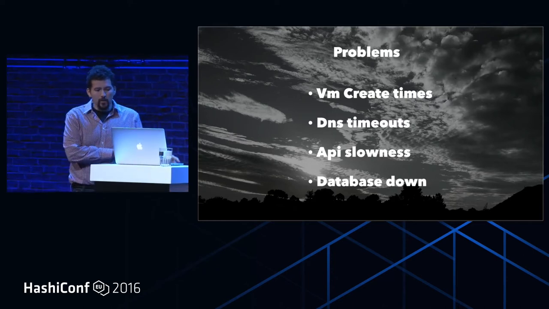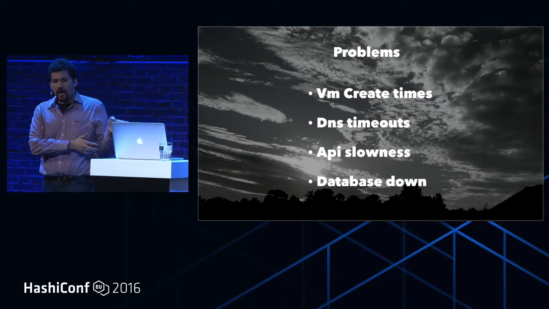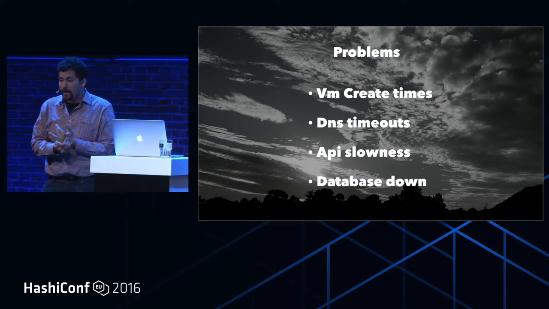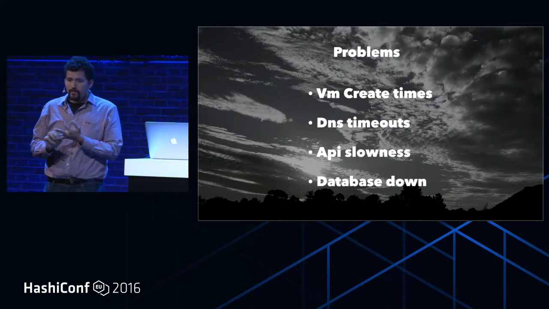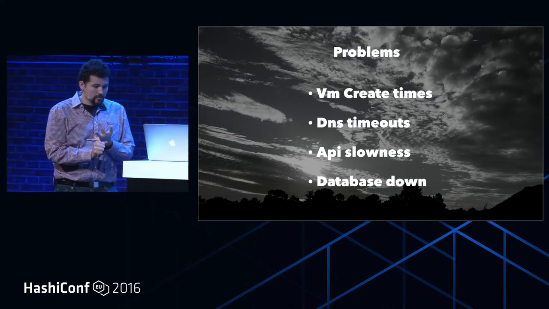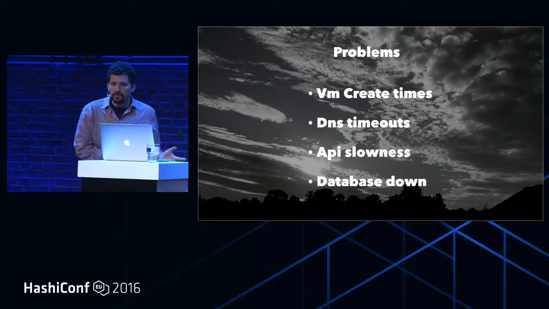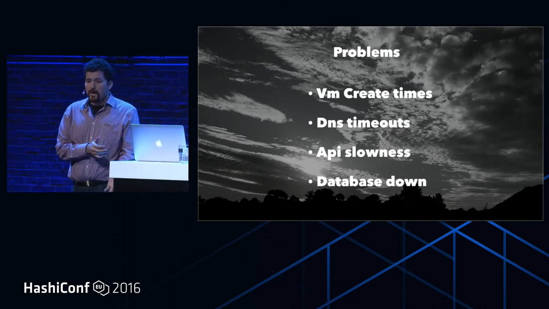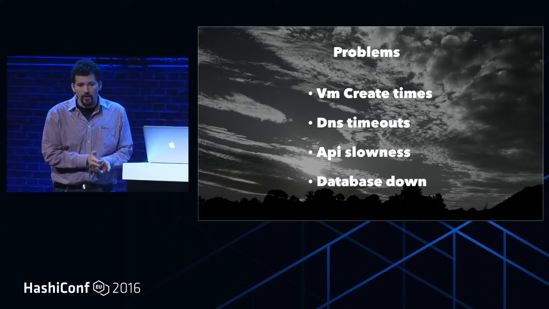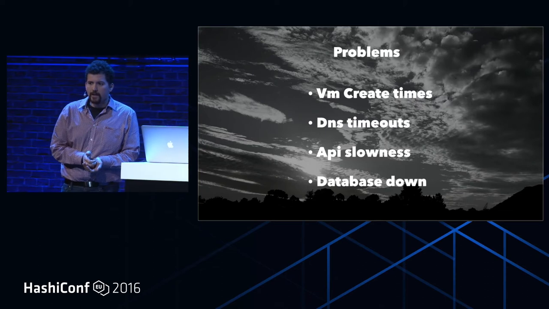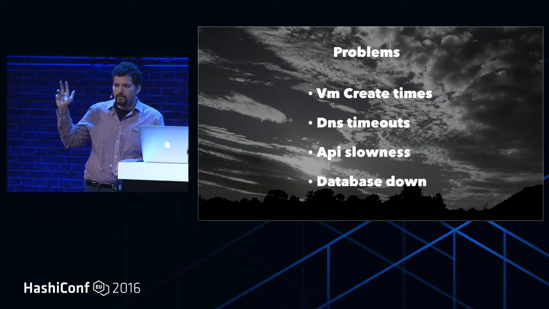But I think the two big ones that everybody's going to see, and these are really the hardest ones to deal with, are your API slowness and if a database gets slow. What we started to do to address this was build deep metrics into all of our APIs. So who here is using Graphite or StatsD?